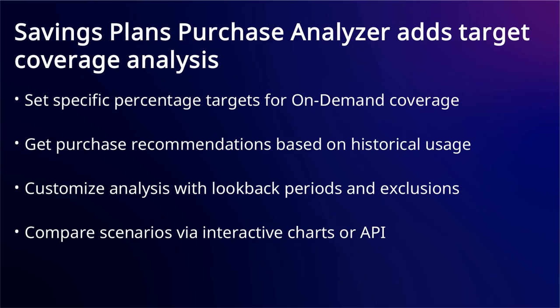You can customize your analysis using parameters such as custom lookback periods or excluding expiring savings plans to refine recommendations. The feature lets you compare cost, coverage, utilization, and savings across different coverage targets through interactive charts or programmatically via the Purchase Analyzer API. This capability is available in all AWS regions where Savings Plans Purchase Analyzer operates, enabling you to plan purchases based on specific coverage objectives rather than estimating optimal commitment levels manually.